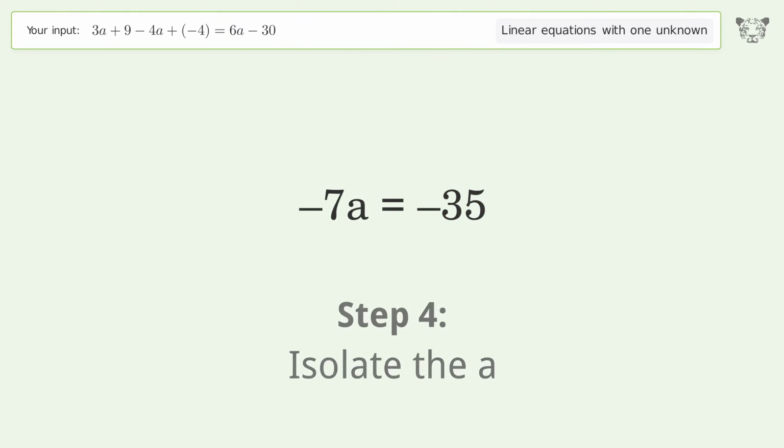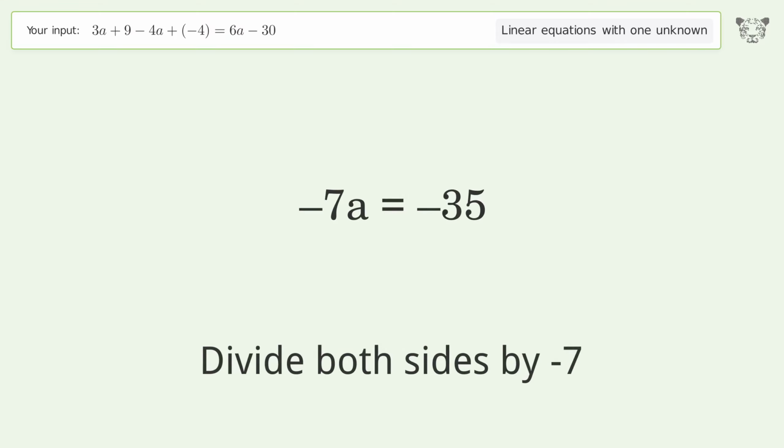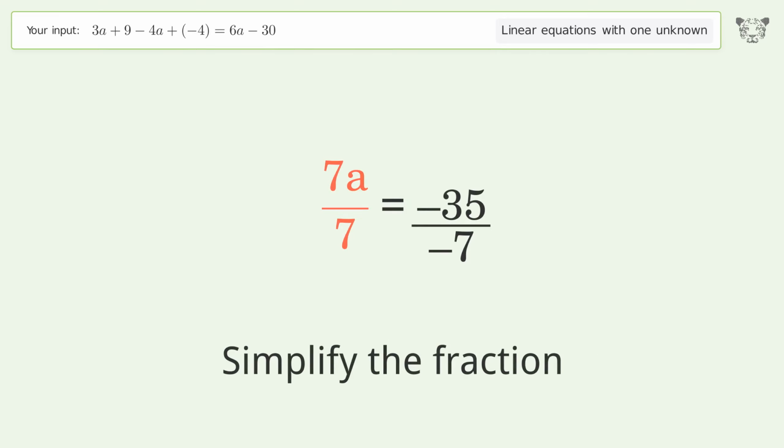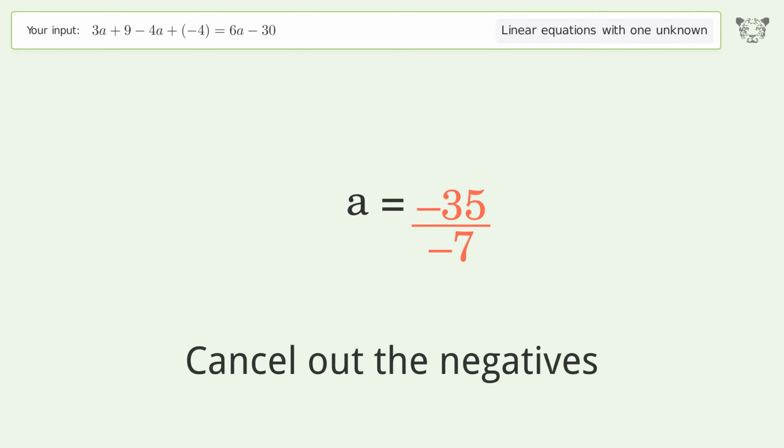Isolate the a. Divide both sides by -7. Cancel out the negatives. Simplify the fraction. Cancel out the negatives.